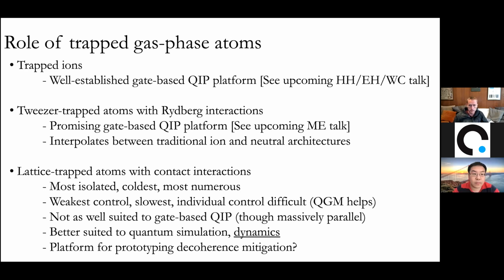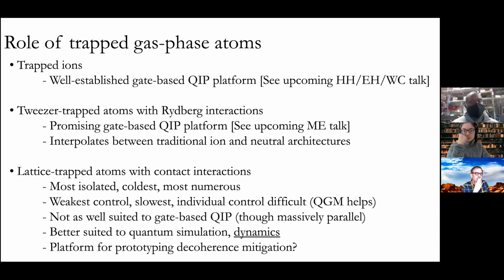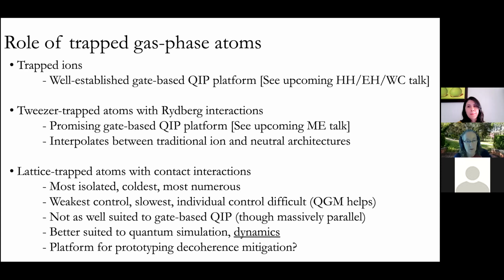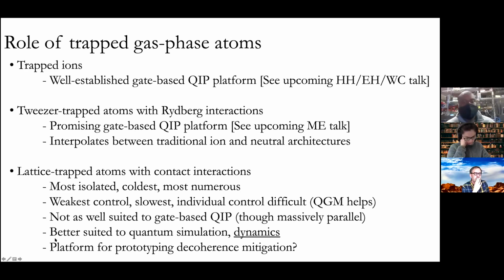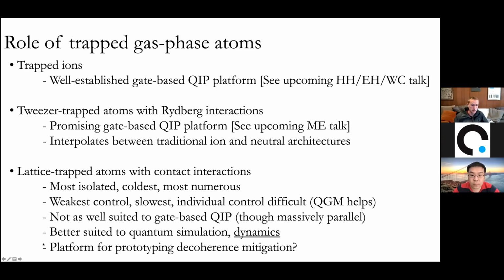Although you could say that there's some massive parallelism that one could try to take advantage of in an optical lattice because you have more atoms. I think what this platform is probably better suited to is something more along the lines of a NISQ-era quantum simulation experiment. And in particular, here's where I want to start connecting to Norm's introduction and talk about dynamics.